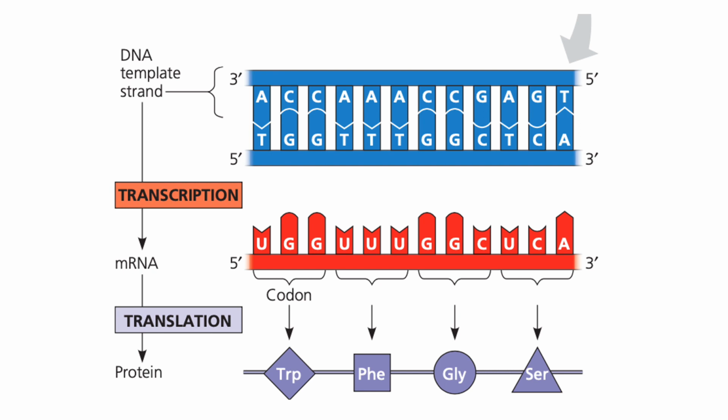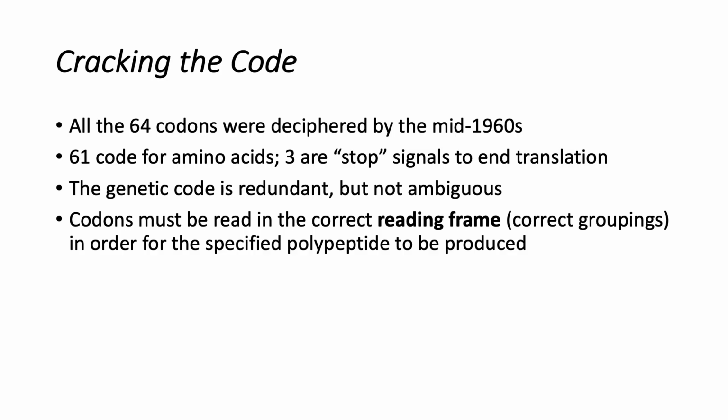Now, during translation, the mRNA-based triplets, called codons, are read in the 5' to 3' direction. Each codon specifies the amino acid to be placed at the corresponding position along a polypeptide. Molecular biologists cracked the genetic code of life in the early 1960s when a series of elegant experiments disclosed the amino acid translations of each of the RNA codons. By mid-1960s, all the 64 codons were deciphered. 61 code for amino acids, while 3 are stop signals to end translation.